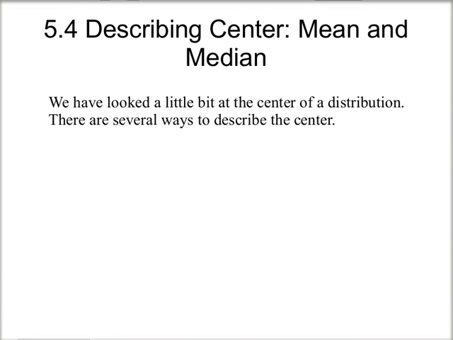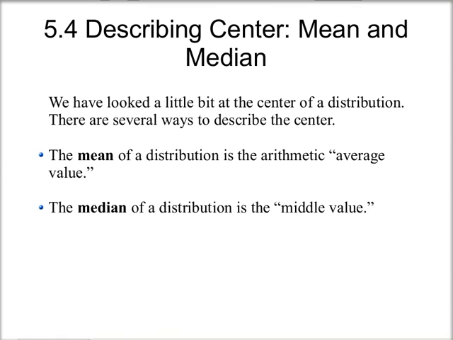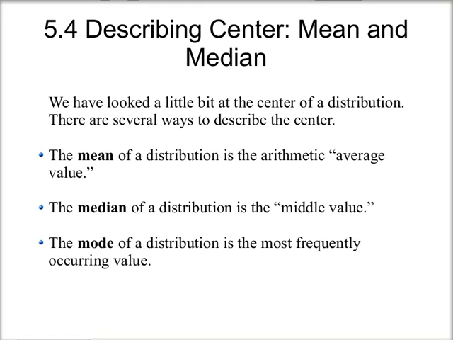In section 5.4, we're going to look at describing the center of a distribution. We've discussed the center a little bit before, but now I'm going to define three different measures of center. First, the mean of a distribution is the arithmetic average value. Next, the median of a distribution is the middle value. And finally, the mode of a distribution is the most frequently occurring value.